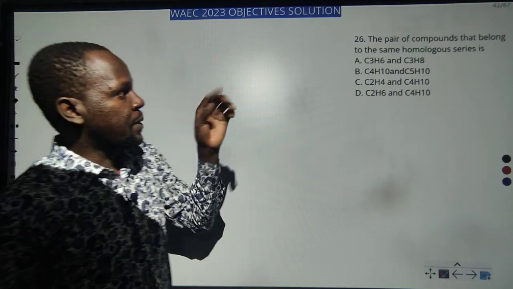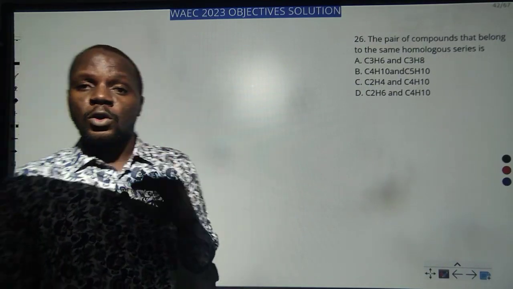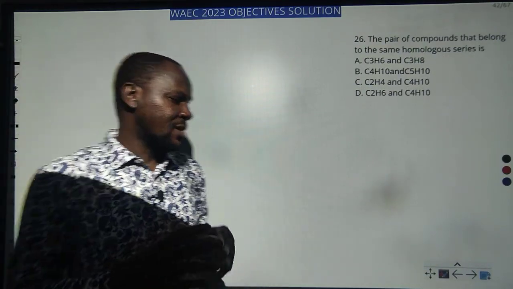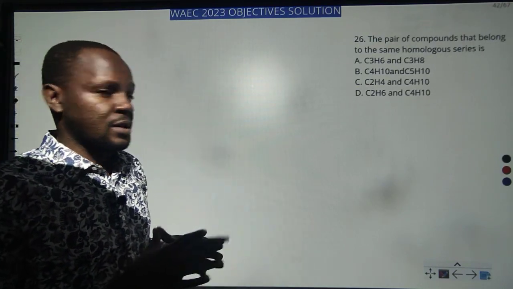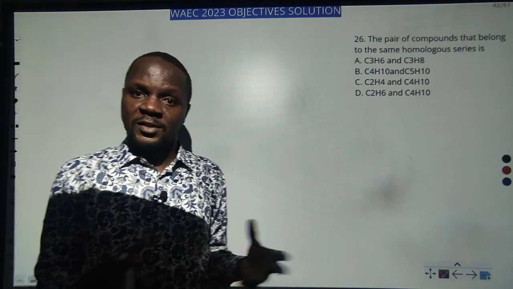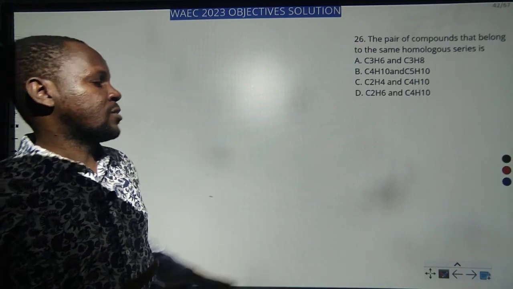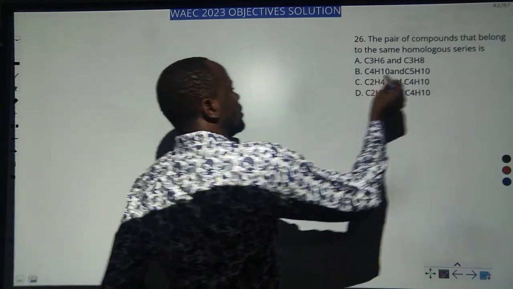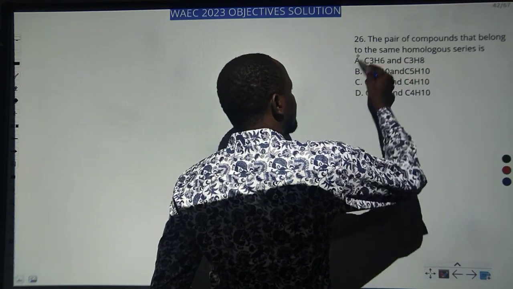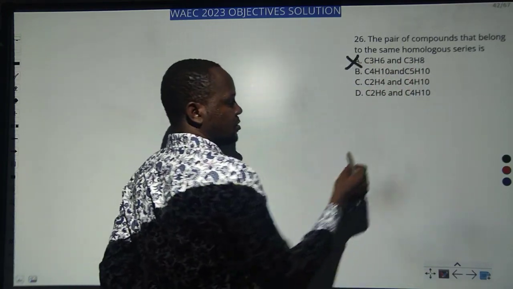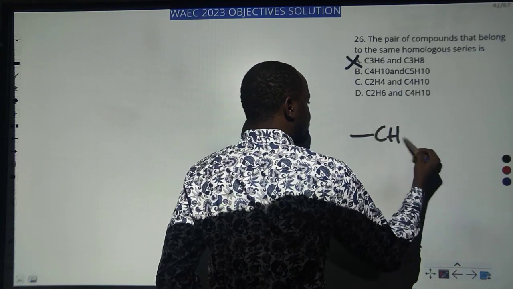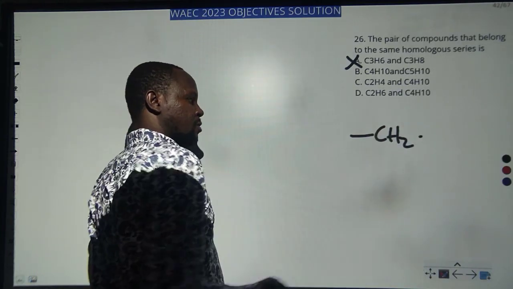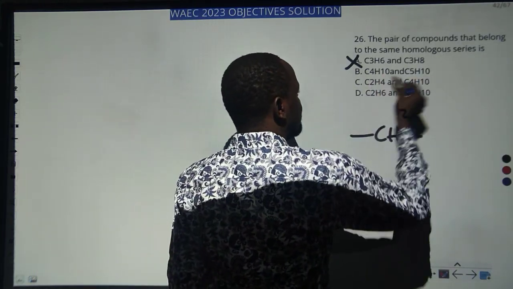Now we have the pair of compounds that belong to the same homologous series. Homologous simply means compounds that only differ by CH2. You know what I mean? So just check those compounds and try to see the difference between them. If you add CH2, please note that's just members of a homologous series. So if you add, it doesn't make sense.